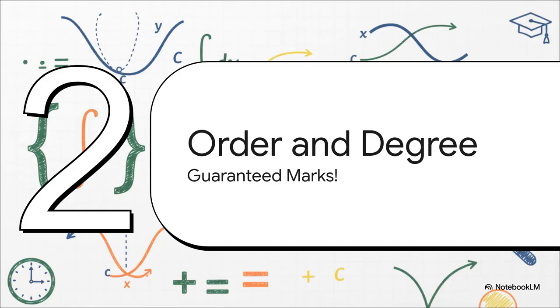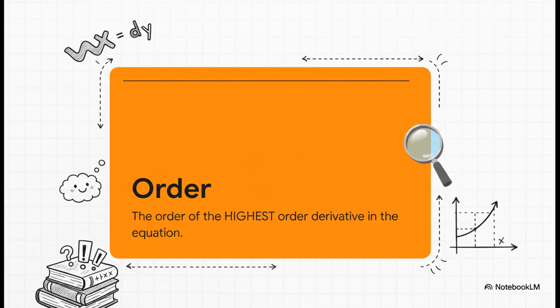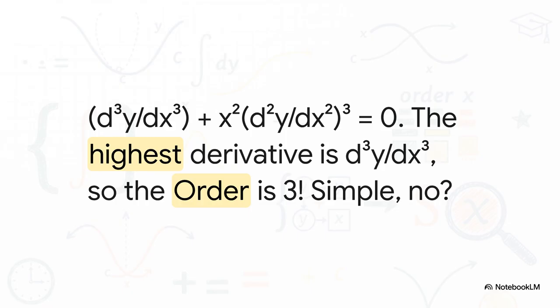Now for the best part. Section 2 is where you're going to learn how to score marks in less than 30 seconds. No, I'm not joking. The question will be, find the order and degree, and you'll be able to answer it just by looking. It's that easy. First up is order. The rule is incredibly simple. Just find the big boss derivative in the equation, the highest one you can see. Is it a first derivative, a second derivative, or a third derivative? Whatever that highest number is, that's your order. Simple!